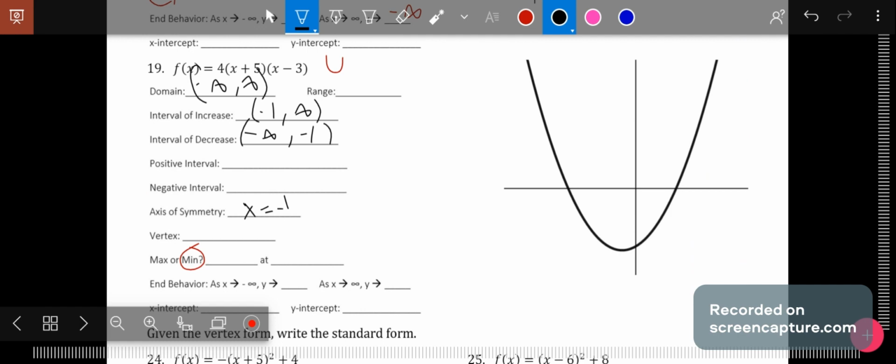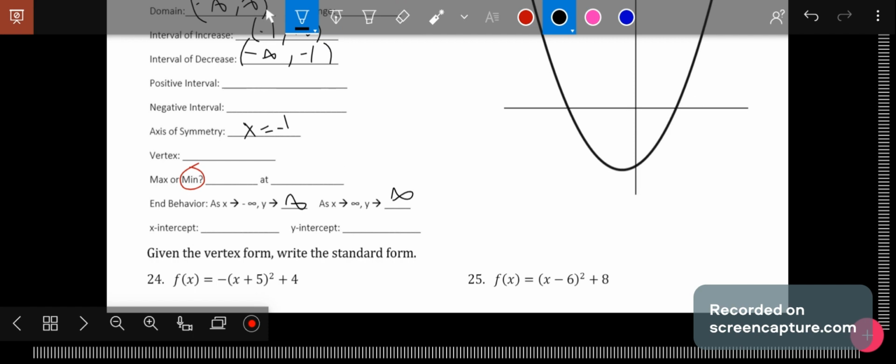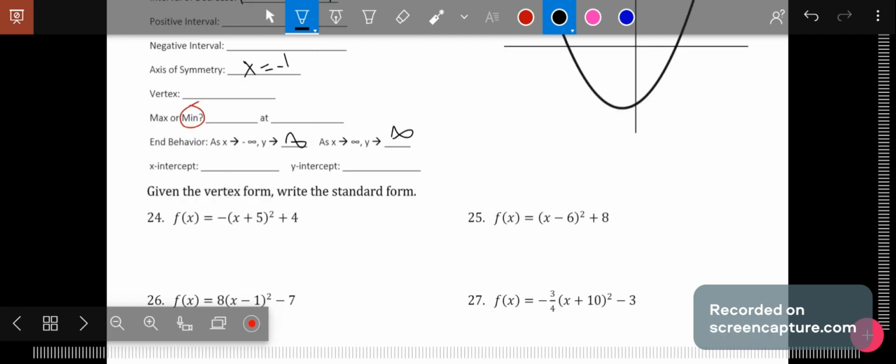Our end behavior, both of the ends of this function are going up towards positive infinity. X-intercepts, look at Desmos, see where this is touching the x-axis. Y-intercept, look at Desmos, see where it's touching the y-axis. Again, you can check the answer key that's posted to make sure you get the correct answers.